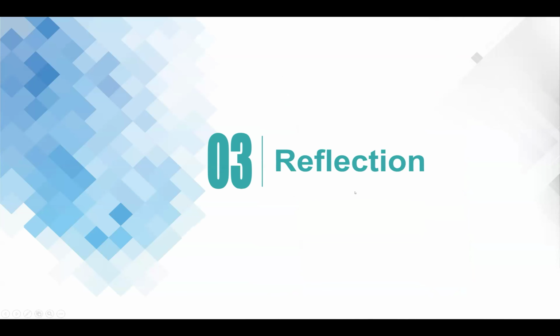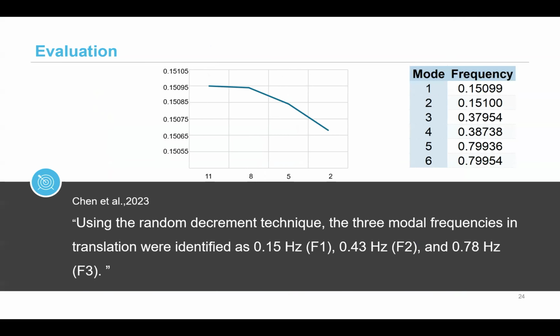Yes, so it's my part about the reflection. As we can see, both the chart and the diagram show the result we get. For this one, we searched some documents and got these files. It is reported that the frequency in reality is 0.15 for F1, 0.43 for F2, and 0.78 for F3. And we can see from our chart, it was 0.15 for modes 1 and 2, 0.38 for modes 3 and 4, 0.79 for modes 5 and 6. So I think it is quite similar and comparable. So it is a good simulation of the model.